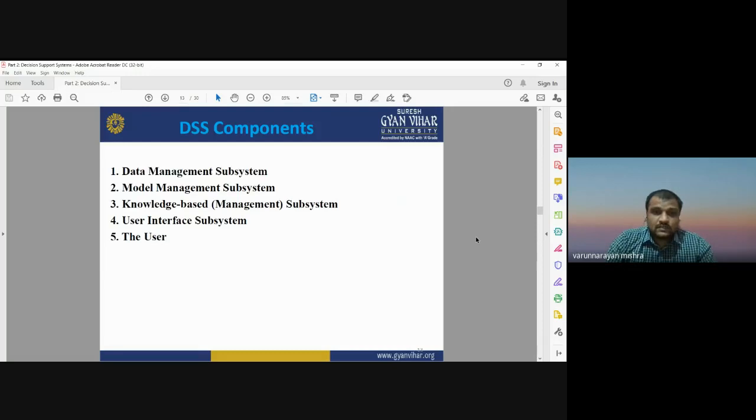So the decision support system has several components. The first one is the data management system, then the model management system, the knowledge based system, the user interface, and the final component is the user. So there are a total of 5 components of any decision support system. First it will start from data management.